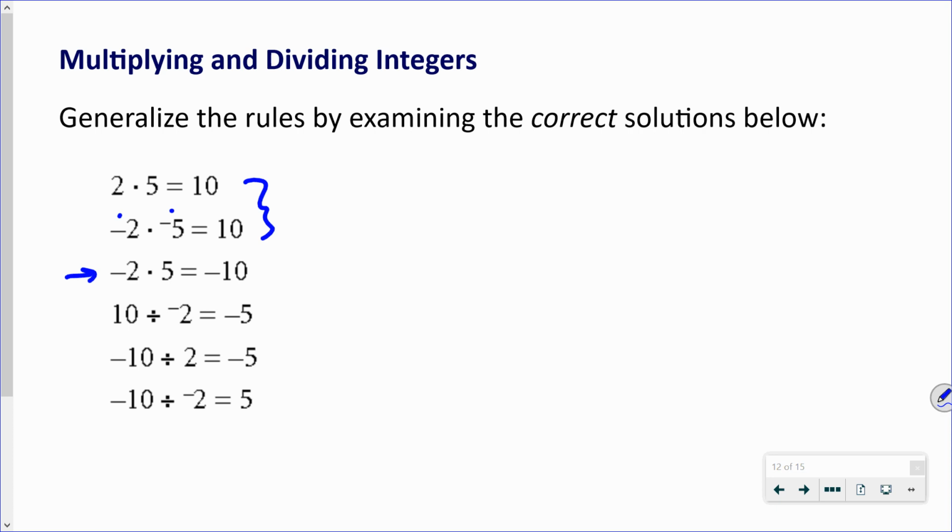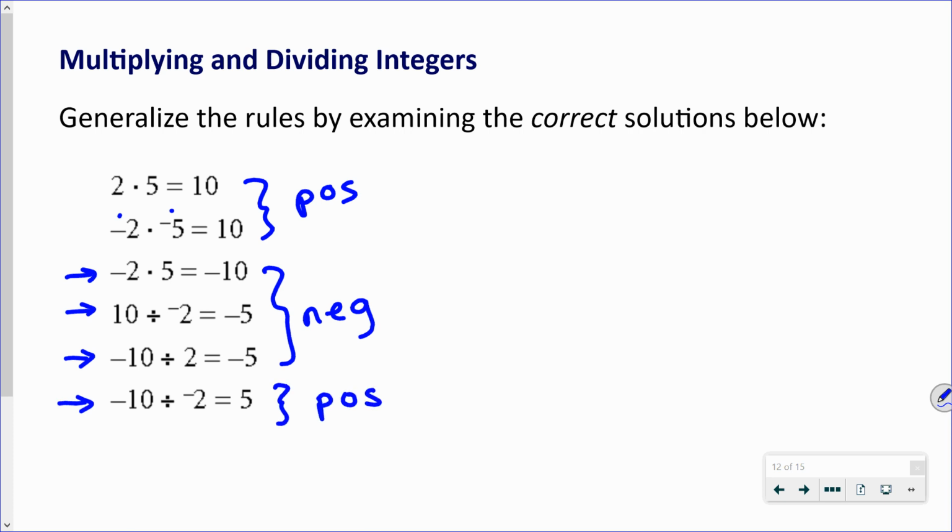In the next few examples, I have one that's positive, one that's negative, and I end up with an answer that is negative. One that's positive, one that's negative, and I end up with an answer that is negative. So these gave me positive answers, these gave me negative answers, and then here I have a negative divided by a negative, and I have a positive answer. So see if you can generalize the rule based on this.